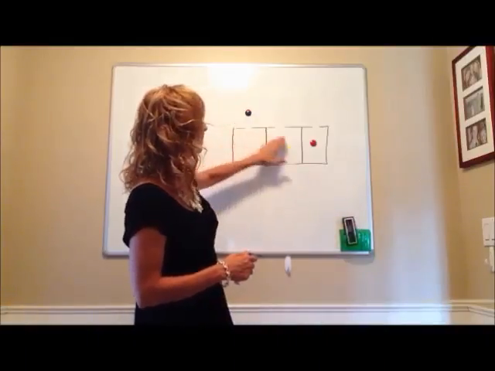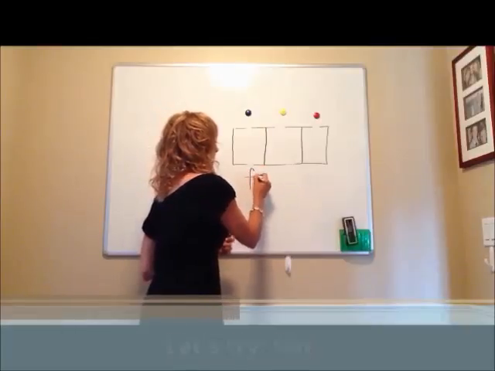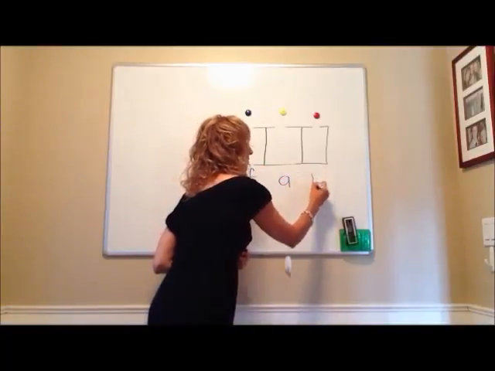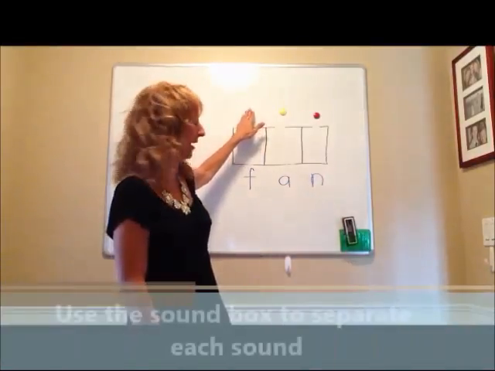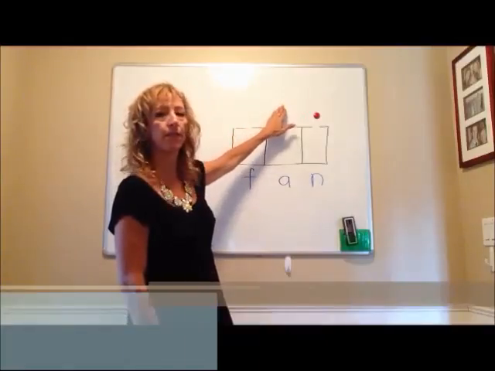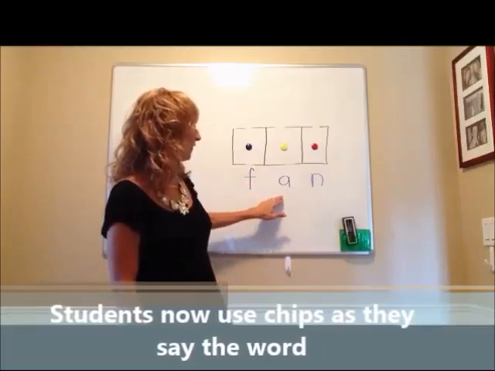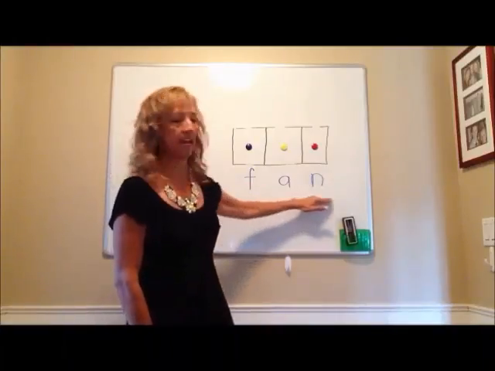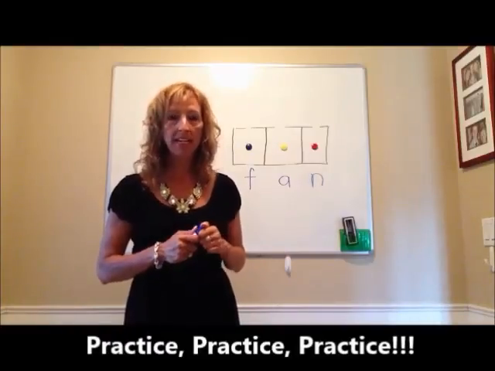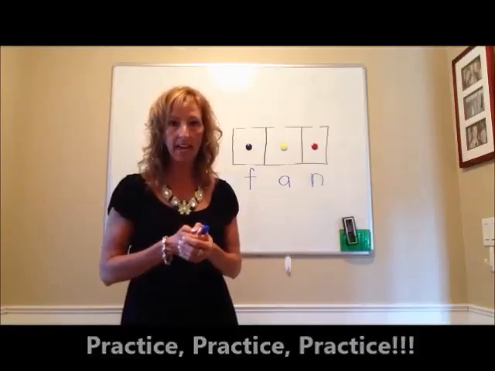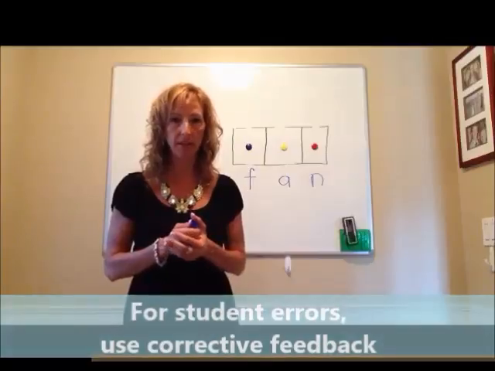If we use the word fan, for instance, you will say the word fan, separating it out. Students will then say that word, putting the chips in the sound boxes. Fan, fan, fan. Continue doing this with a variety of other words. Repeat for remaining words, and if students make an error, you can use the corrective feedback routine number 1 if they continuously make this error.